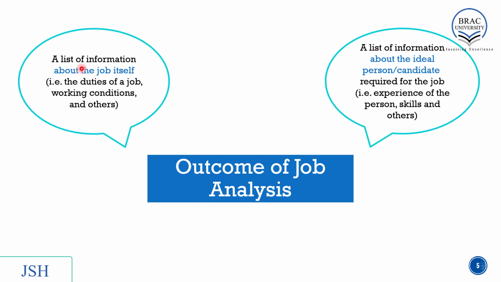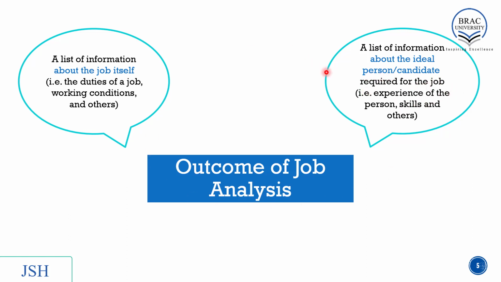One of them gives us a list of information about the job itself. For example, duties and responsibilities of the job, working conditions of the job, and some other aspects of the job which we will discuss later. So all of these give us a list of information about the job itself. At the same time, the other one gives us a list of information about the ideal person or candidate required for the job. For example, experience of the candidate or skills. Both of them explain the ideal person or candidate required for the job.